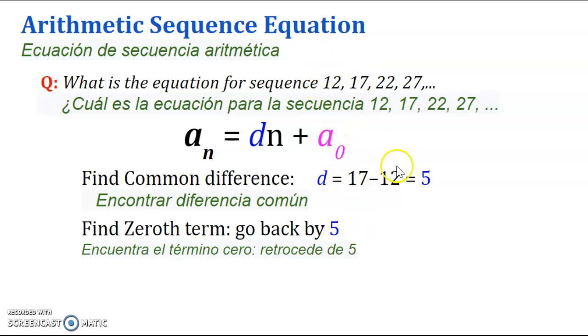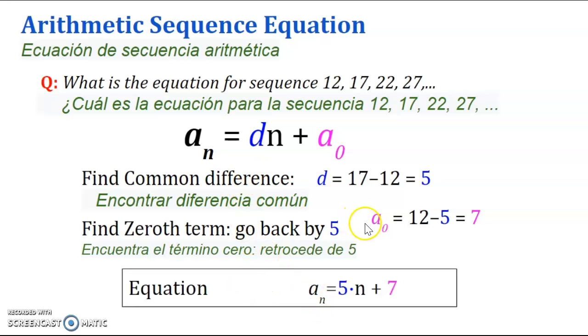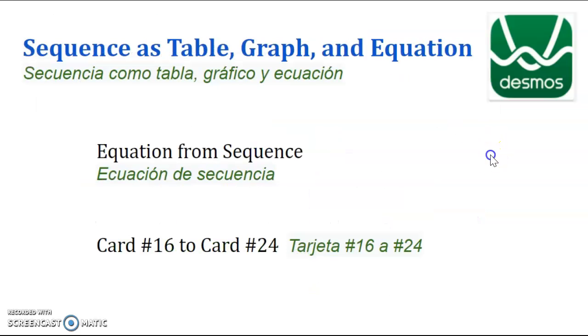So that's going to be 12 minus 5, that's going to be 7. So 7 is my zeroth term. I figured out what D is, I figured out what A sub 0 is. Now I can put it together and substitute D for 5 and A sub 0 for 7. And so this is the equation that tells me the nth term for this sequence 12, 17, 22, and 27, and so on. So with that, you are going to be working on card number 16 to 24.